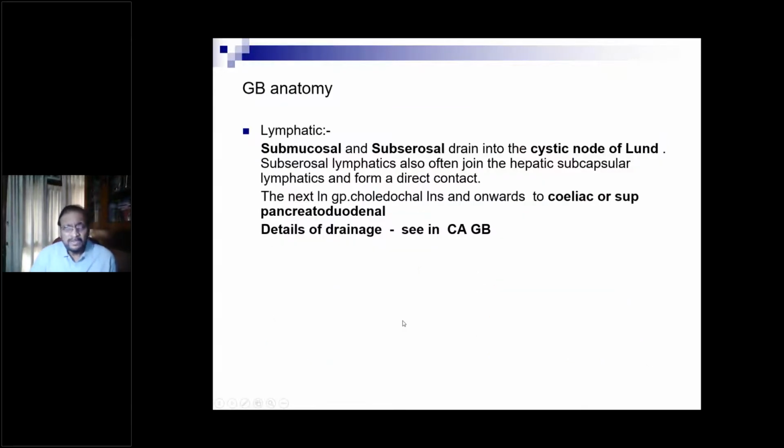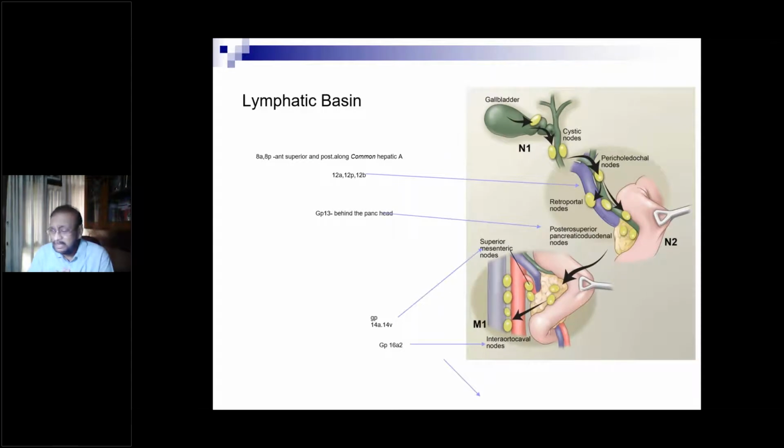Okay. Now the lymphatics, we already said the submucosal and subserosal. That means submucosal, just underneath the mucosa, and the subserosal communicate with the subcapsular. That's one. And then details we talked about when talking about the lymphatics of the gallbladder. Remember this figure? The lymph node of Lund. Then you've got the cystic lymph nodes.